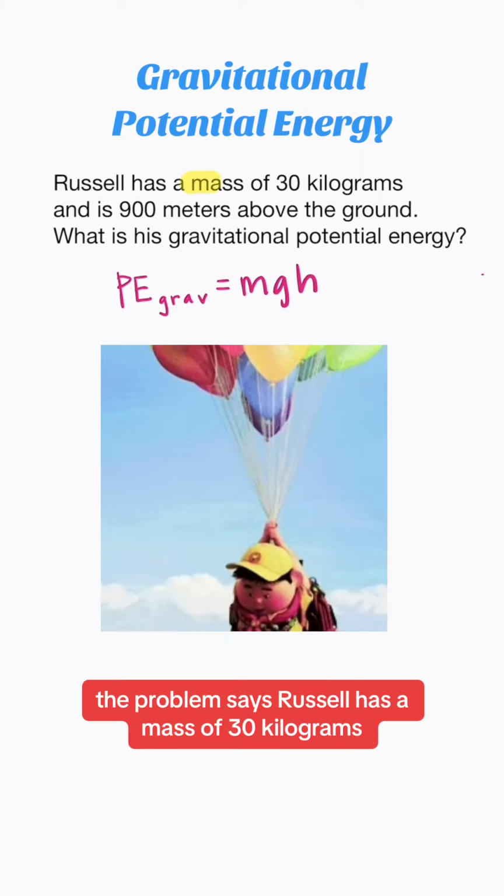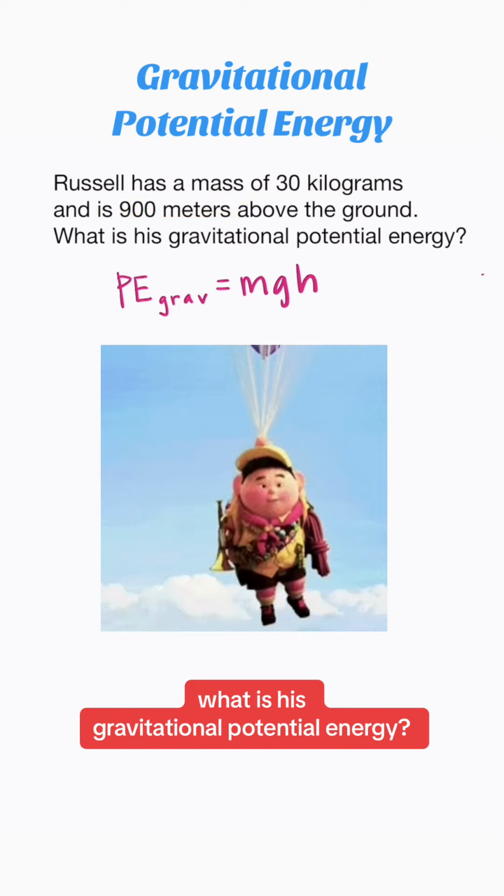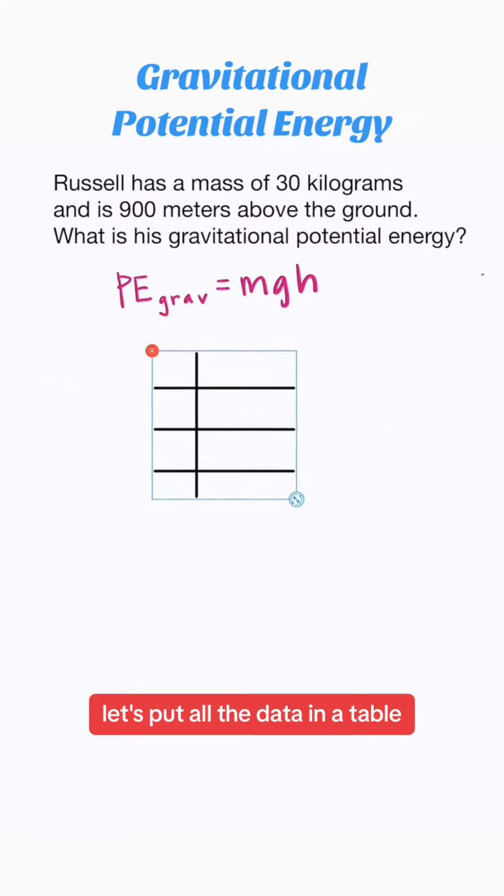The problem says Russell has a mass of 30 kilograms and is 900 meters above the ground. What is his gravitational potential energy? Let's put all the data in a table.